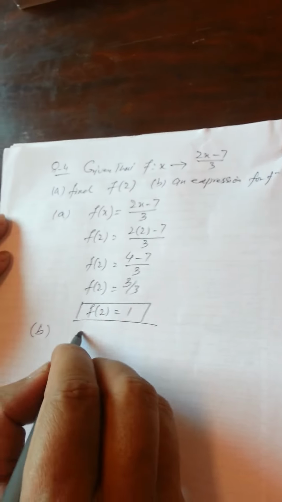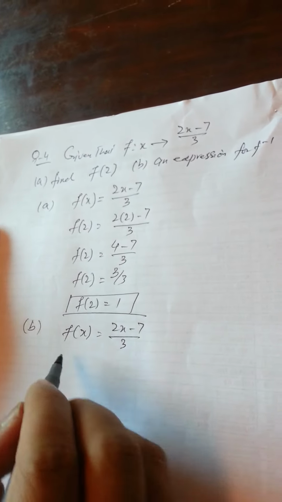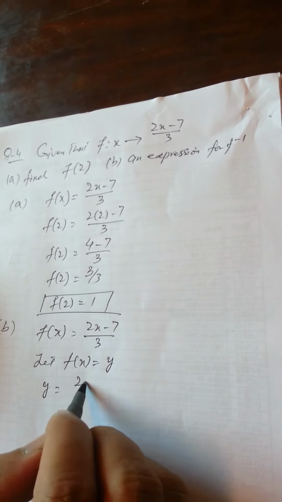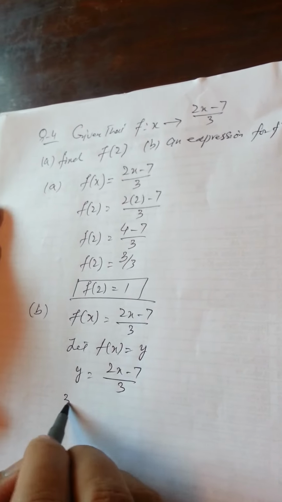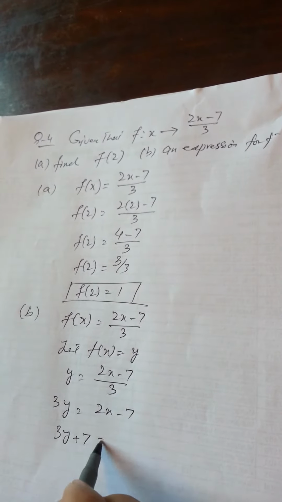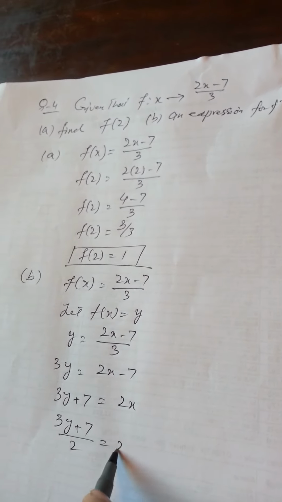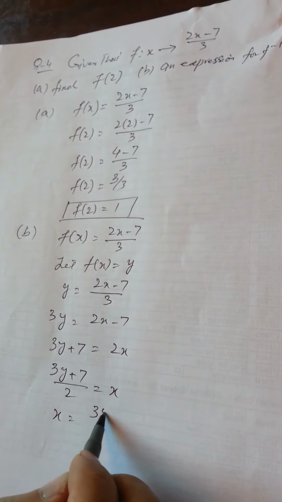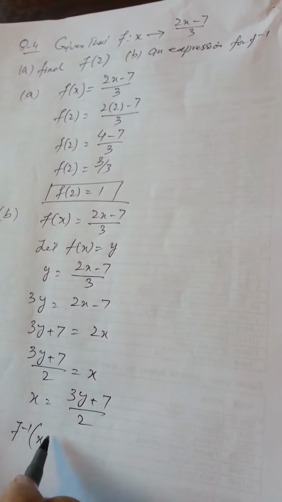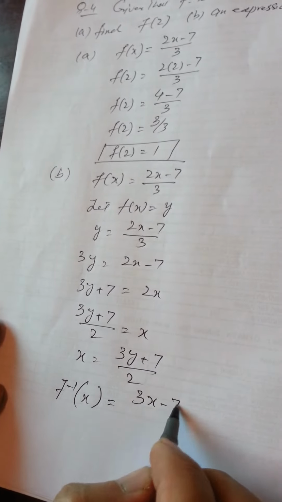For part B, an expression, take the given function like this. Now let f of x be equal to y. y is equal to (2x minus 7) upon 3. So 3y is equal to 2x minus 7, and 3y plus 7 is equal to 2x. Now (3y plus 7) divided by 2 is equal to x. So x is equal to (3y plus 7) divided by 2. Now this is the inverse function, and it is an expression for the inverse. Replace this y with x.